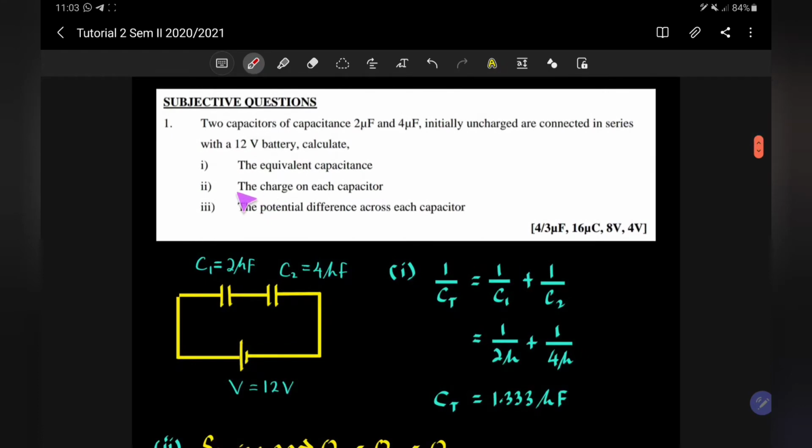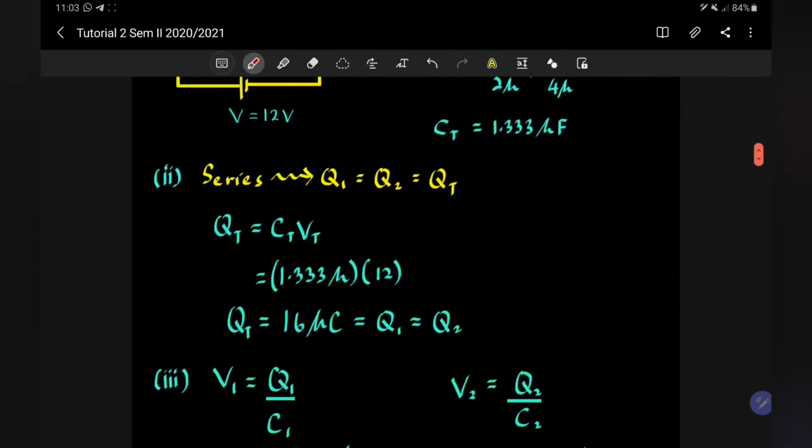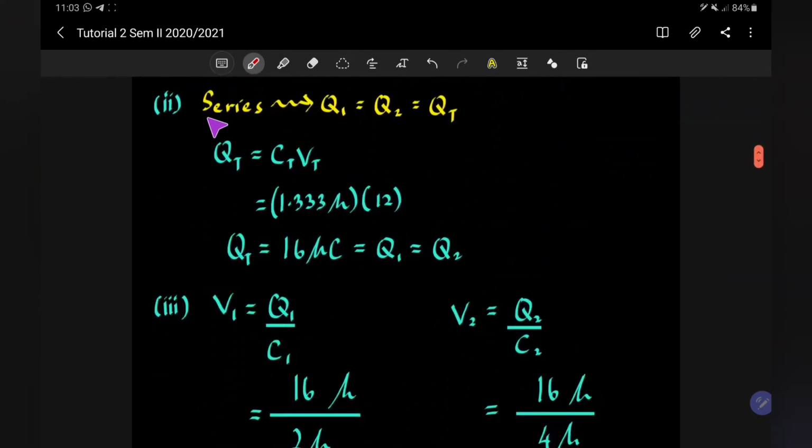For the second part, they ask you to calculate the charge on each capacitor. According to the arrangement just now, they are arranged in series. So remember, under series arrangement, the charge on each capacitor should be the same, because the current flowing through each capacitor is also the same. So Q1 equals Q2, which equals Q total. This is the hidden info students should know.